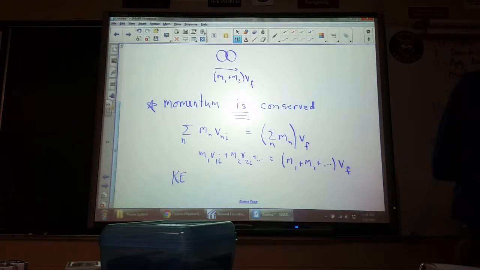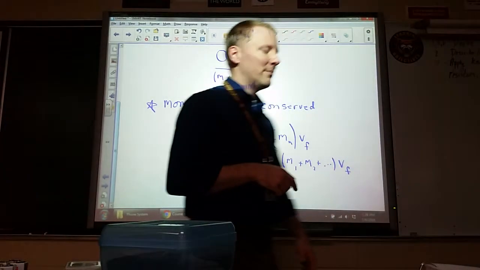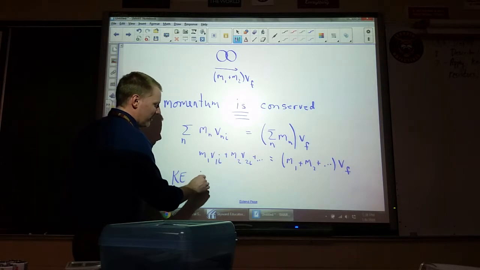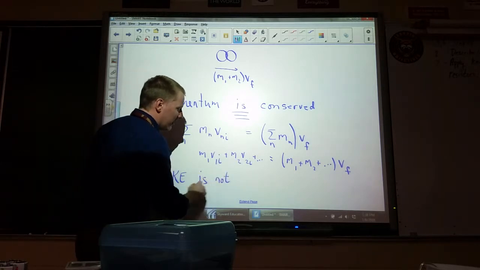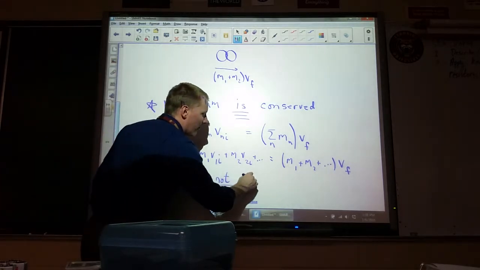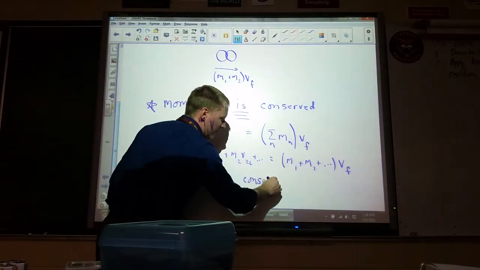What's that? No? You say no? No. They should be fairly different, much more different than the momentum, because kinetic energy is not conserved. Now, energy is conserved, but it goes into other forms.